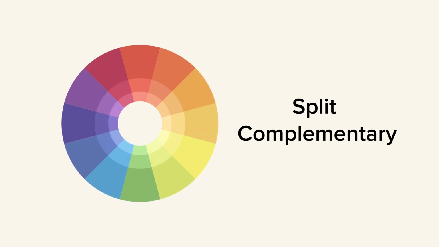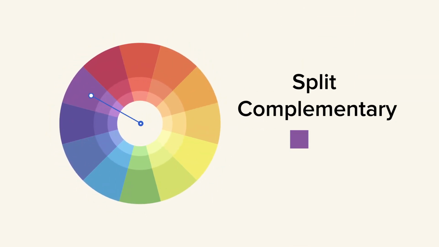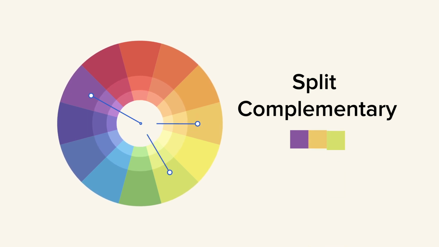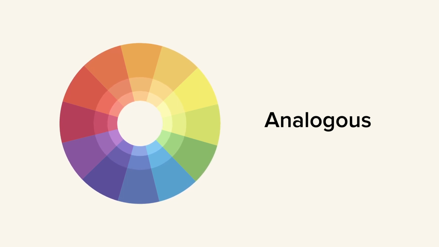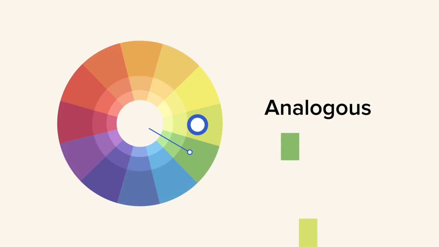To create a split complementary color scheme, choose a primary color and combine it with two colors that are on the sides of its complementary color. And here's the analogous color scheme, with the colors placed next to each other on the wheel like green, light green, and yellow.